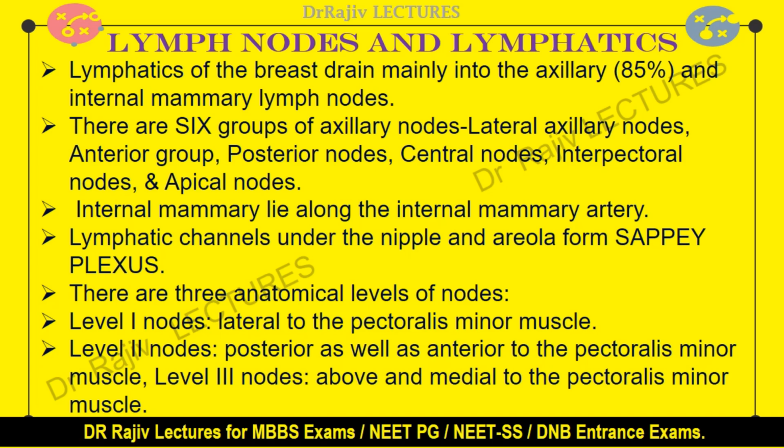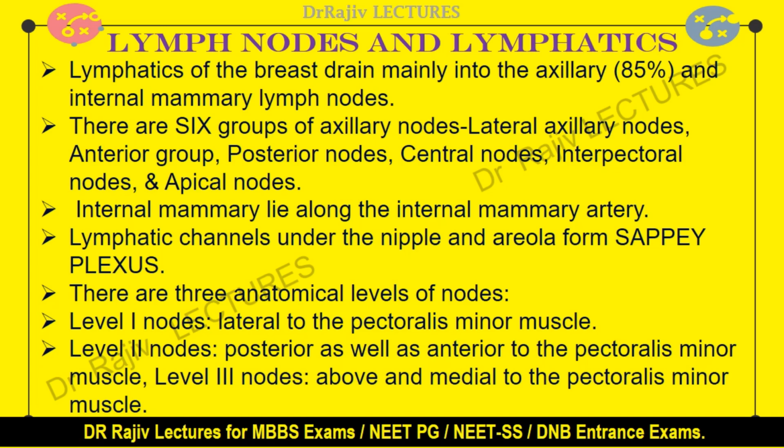The lymphatics of the breast drain mainly into the axillary and internal mammary lymph nodes. 85% of the breast lymph drains into the axillary nodes. There are 6 groups of axillary nodes. Lateral axillary nodes lie along the axillary vein. Anterior group of nodes lie along the lateral thoracic vessels.